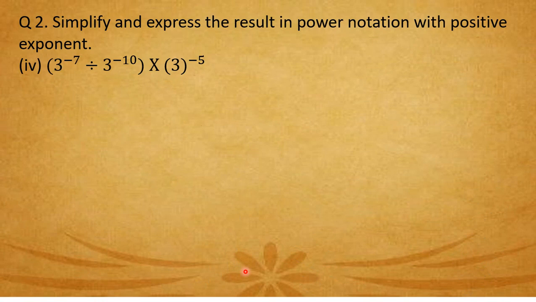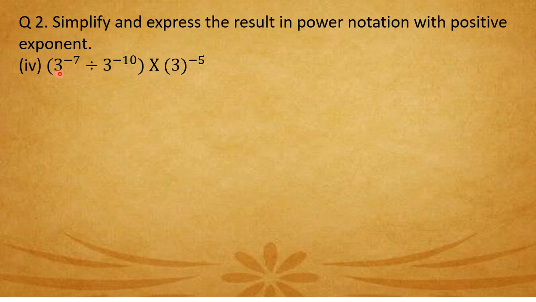Now same problem, one more variety: 3 raised to the power minus 7 divided by 3 raised to the power minus 10, and this result multiplied by 3 raised to the power minus 5. As we know, when we solve mathematical operations, first of all we have to solve the quantities which are inside the bracket.